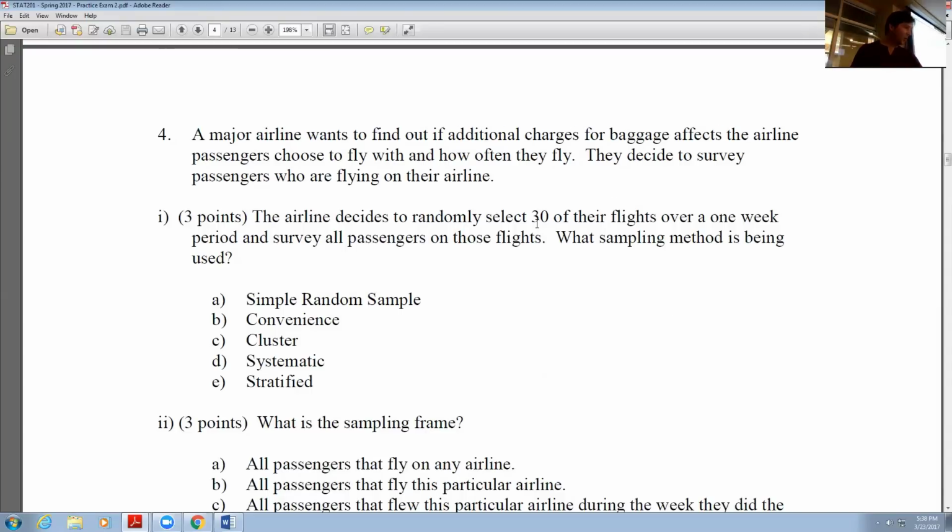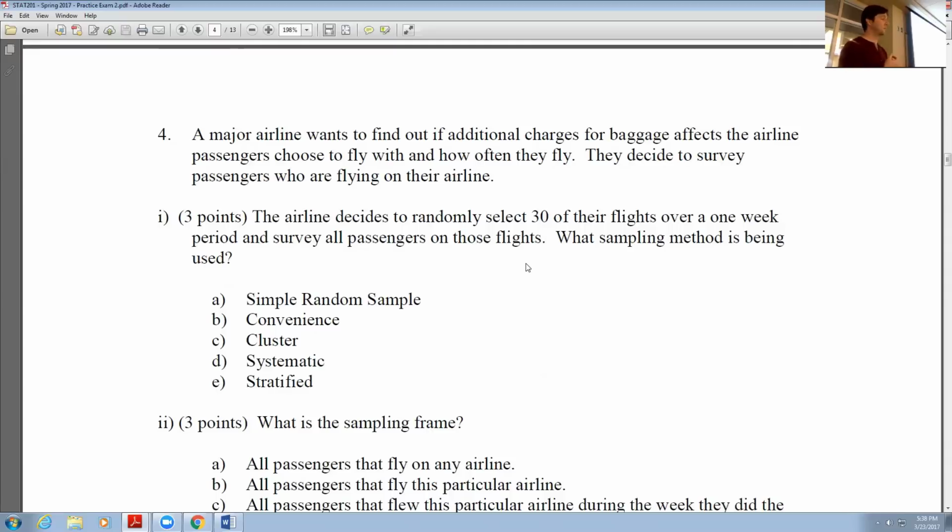We take 30 random flights. It doesn't matter that it's over a 1-week period, that's kind of superfluous information. And we take all the customers on those flights, all the passengers. So we do a complete census of each cluster. In cluster sampling, a cluster is taken, and then a complete census is done on each of the clusters. Does that make sense? Question?